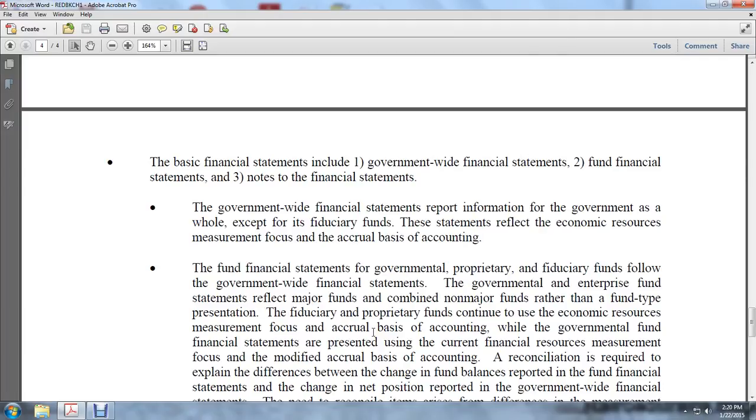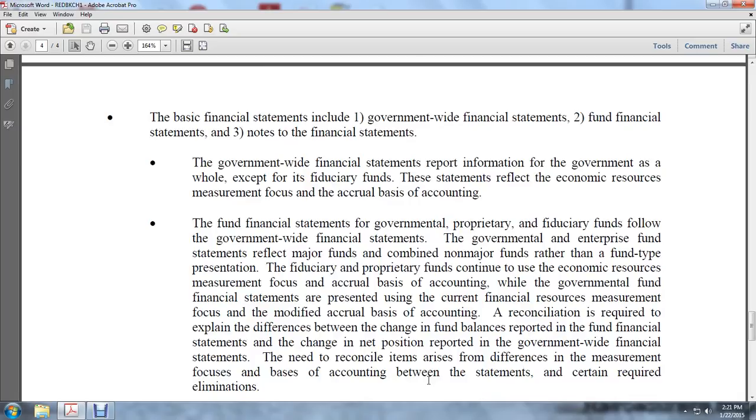The governmental and enterprise funds statements reflect major funds combined with non-major funds, rather than presenting by fund type. Proprietary funds continue to use the economic resources measurement focus and the accrual basis of accounting. The governmental fund financial statements are presented using the current financial resources measurement focus and the modified accrual basis of accounting. A reconciliation is required to explain the difference between the change in fund balances as reported in the fund financial statements and the change in net position reported in the government-wide financial statements. This reconciles items that arise from the different measurement focus and basis of accounting between the statements, and certain required elements.